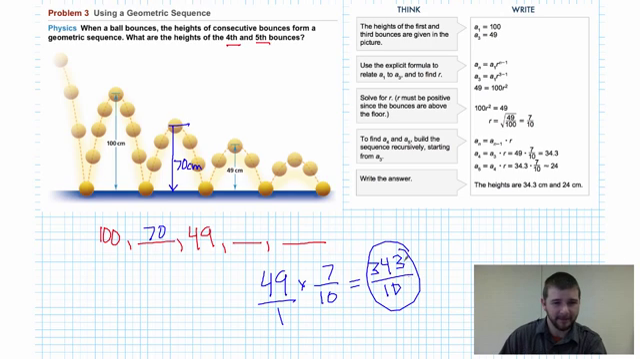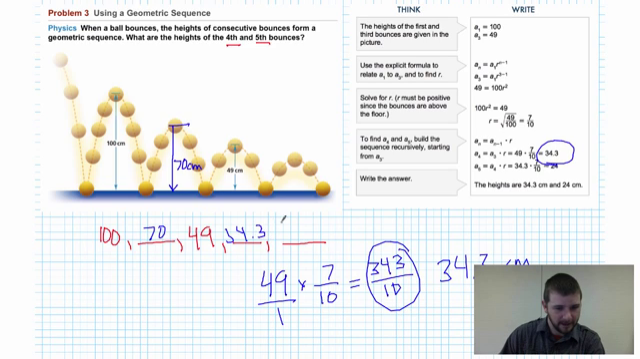This can represent the height of our fourth bounce as a fraction, but perhaps it seems more reasonable to think of that as a decimal. Because if I were to ask you how high a ball had bounced, you would probably not respond, well, it bounced 343 over 10 centimeters. You'd probably respond with something more like, I'll move that decimal point, 34.3. You'd probably say something like 34.3 centimeters, or even approximate it depending on the context of the problem. 34.3, here I can check against the book's work. Sure enough, 34.3.